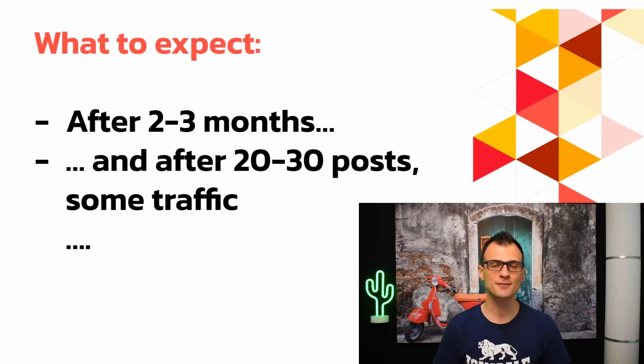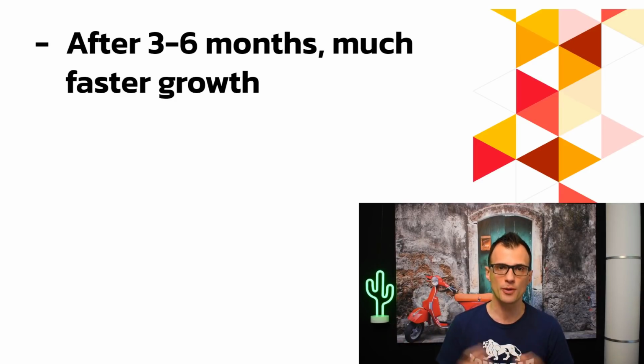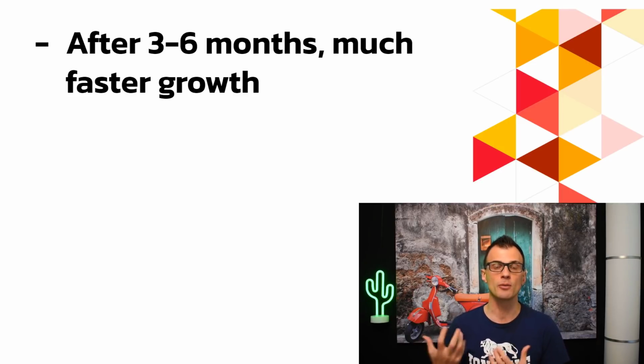So what can you actually expect from your new affiliate website that you've just started? Well, after 2 to 3 months and after 20 or 30 posts, you can expect to start seeing some traffic. However, once this traffic has started coming in, it will grow much, much faster because your website will be gaining authority, and with more authority, all of your previous posts will go up in rankings, and you will just start getting more and more traffic because you will also be publishing more and more posts.